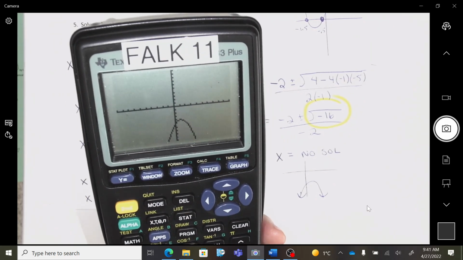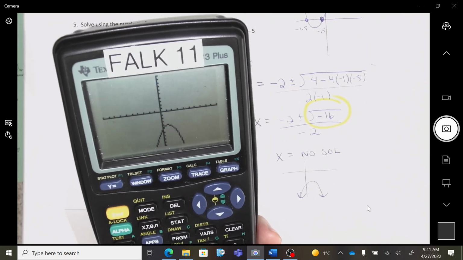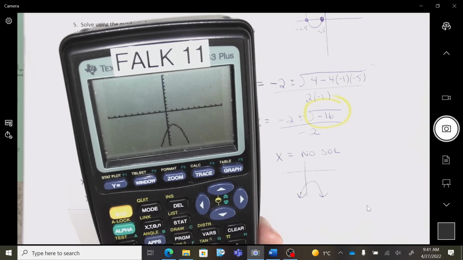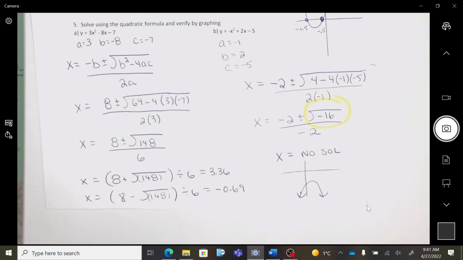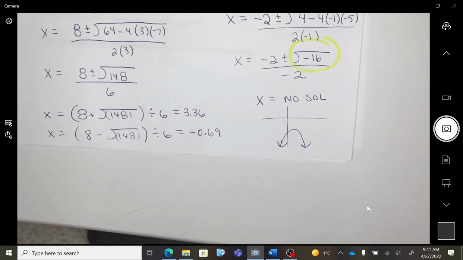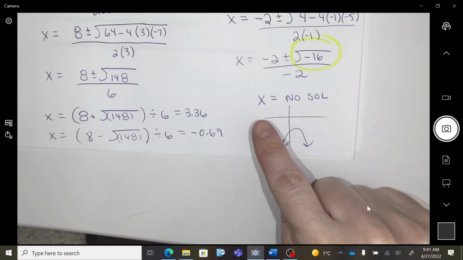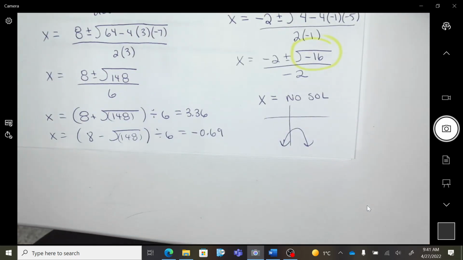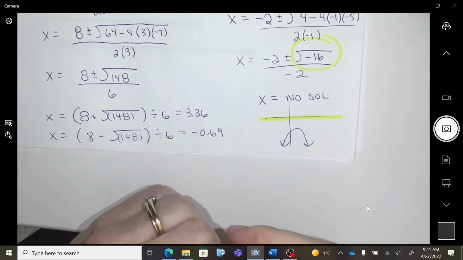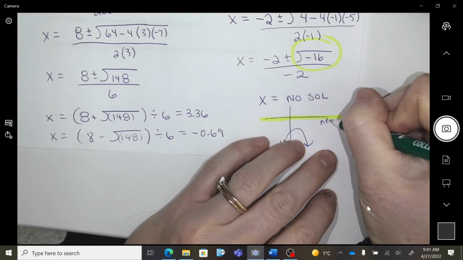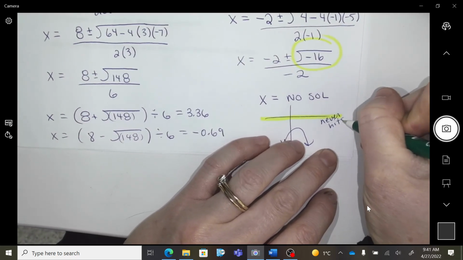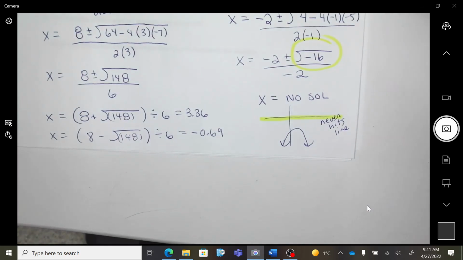Looking at this, where are the x-intercepts? There are none. There's never going to be any. So do you understand this parabola? It's here and going down, right? It never hits this line. It never will hit that line, ever. So that's why that came out like that.